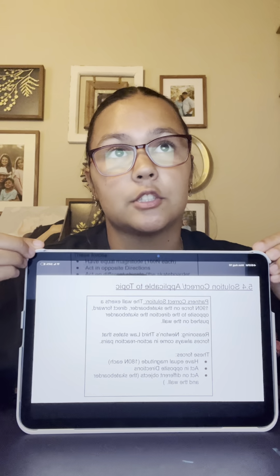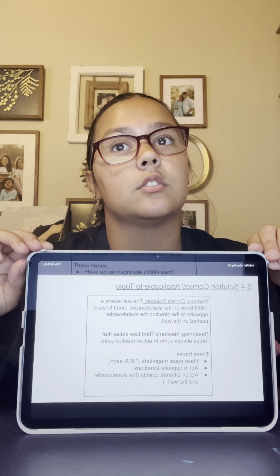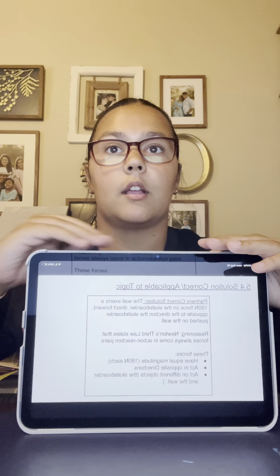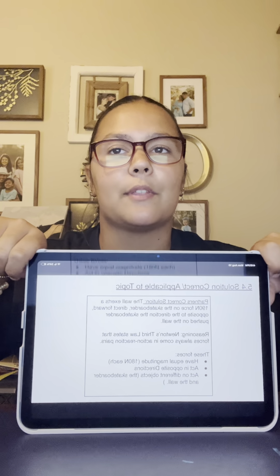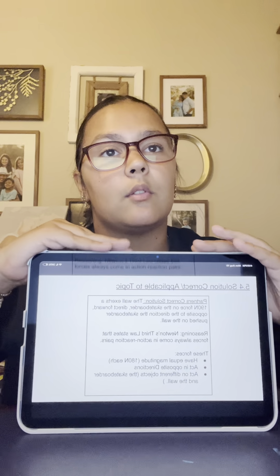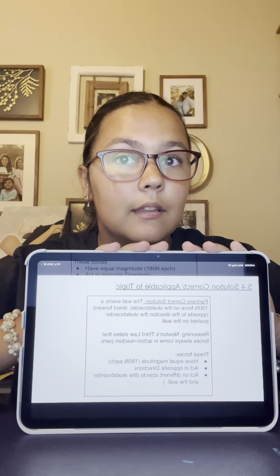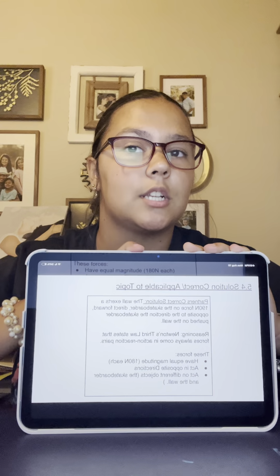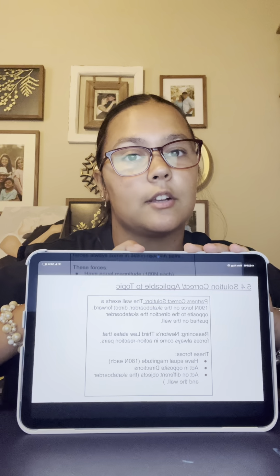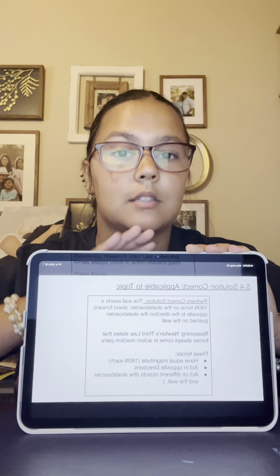My partner's solution was that the wall exerts 180 newtons of force on the skateboarder in the opposite direction of the skateboarder's push on the wall. The reasoning was that Newton's third law states that forces always come in action-reaction pairs, and these forces have equal magnitude, 180 newtons each, and act in opposite directions, acting on different objects, the skateboarder and the wall.